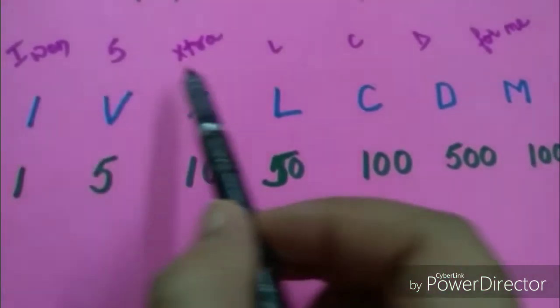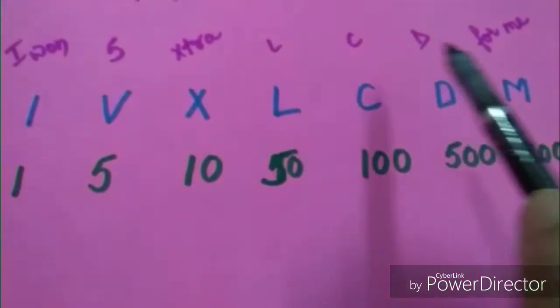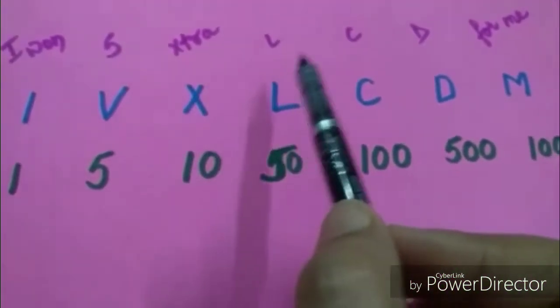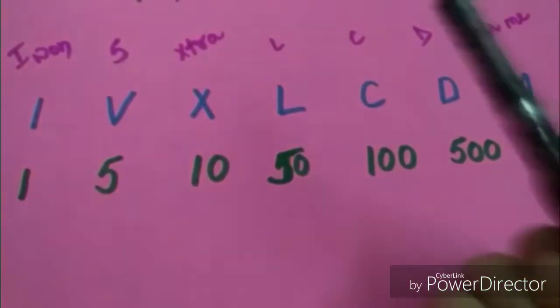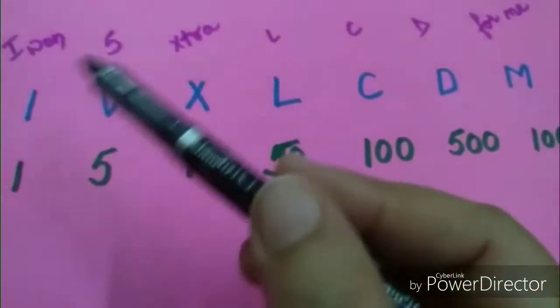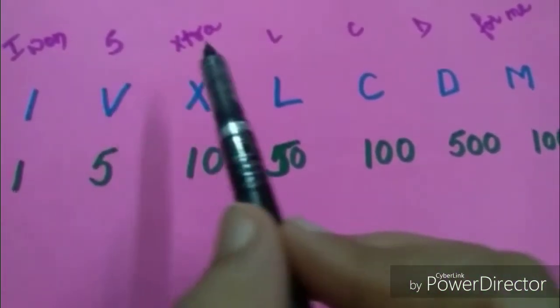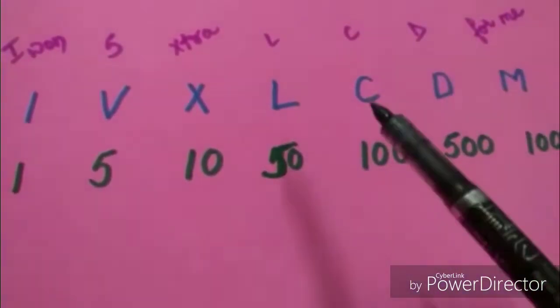You only have to learn this one sentence. This whole sentence will help you a lot. I want 5 extra LCD for me. See, so simple, no? So repeat one more time with me. I want 5 extra LCD for me.